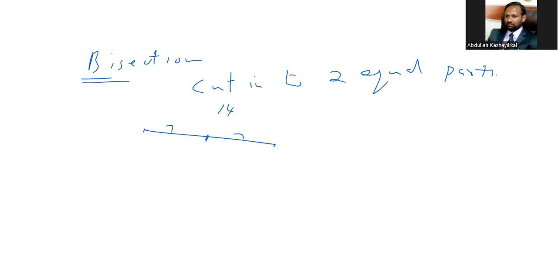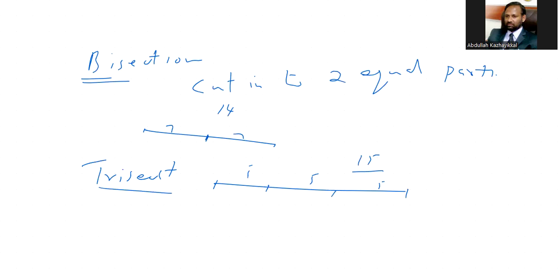Now, trisect. Intersection I told you. Trisect means cut into three equal parts. Because it is trisection, 15 centimeter becomes 5 centimeter, 5 centimeter, 5 centimeter. Trisect means cut into three equal parts. All of you write this one, bisect, trisect, cutting into three equal parts. In this quadrilateral, we can see bisect many times. Intersection, bisection, trisection. Okay, fine, that you understood, I think so.